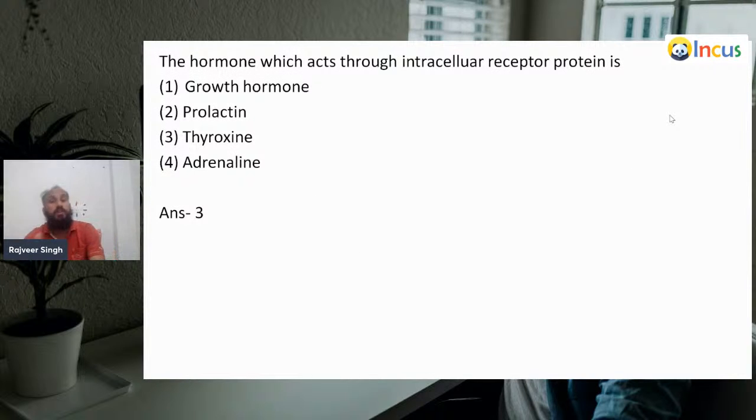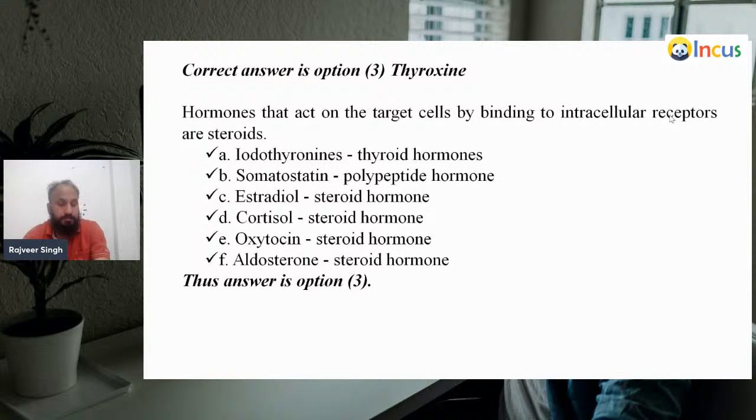Next one: the hormone which acts through intracellular receptor protein is growth hormone, prolactin, thyroxine, adrenaline. The answer will be thyroxine. Why do we choose thyroxine? Because hormones that act on the target cells by binding to intracellular receptors are steroids. So that is why thyroxine is the right answer.